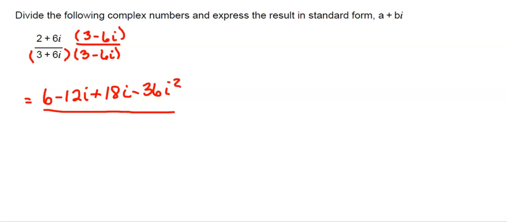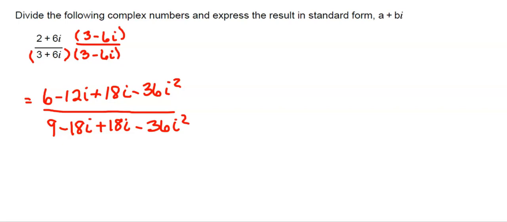In the denominator, we'll multiply the same way. So first times first, 3 times 3 is 9. Outers, 3 times negative 6i is negative 18i. Inners, 6i times 3 is positive 18i. And last times last, 6i times negative 6i is negative 36i squared.